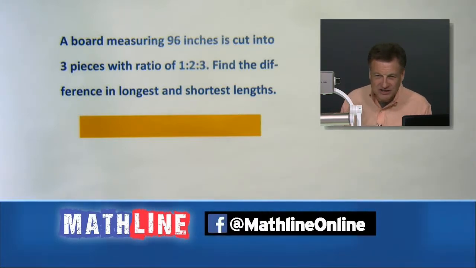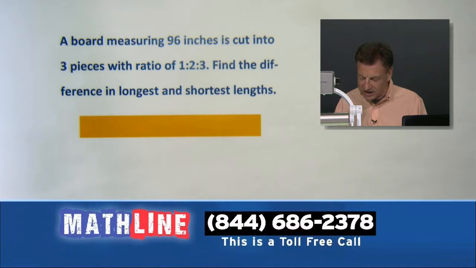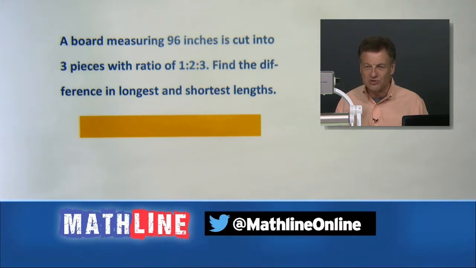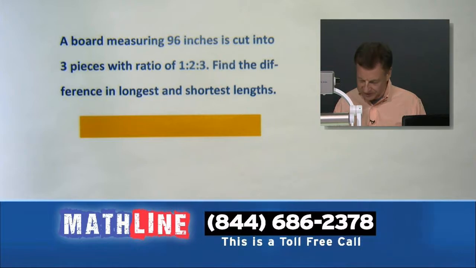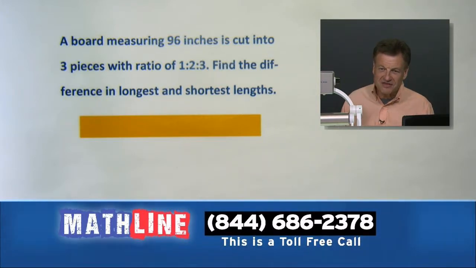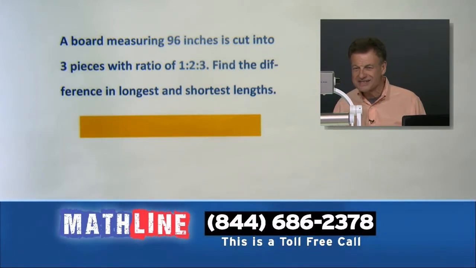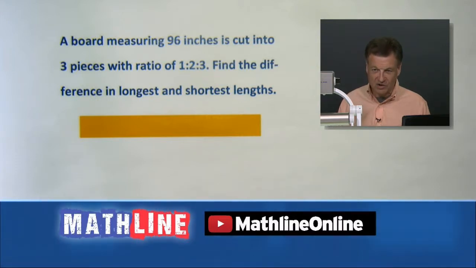But for those of you watching us, yes, that is basically a board measuring, we'll say 96 inches, and it's cut into 3 pieces with ratios of 1 to 2 to 3. That's an extended ratio going on there, all right? 3 parts to it. And in this case, we're going to find the difference in the longest and the shortest lengths once we figure out what each of those are.